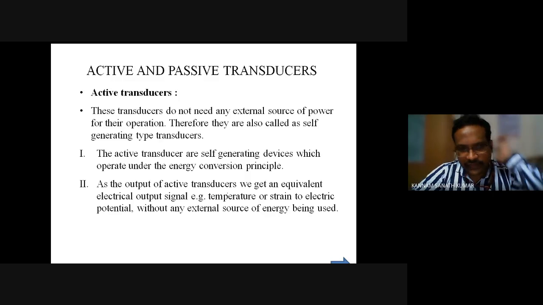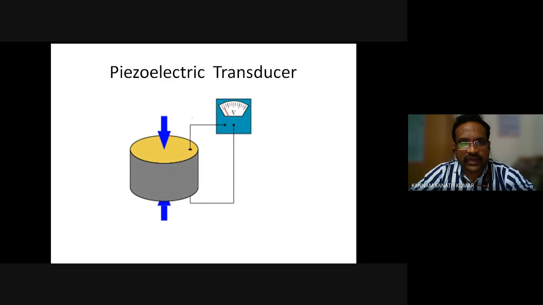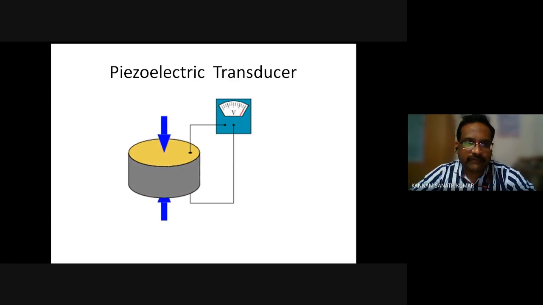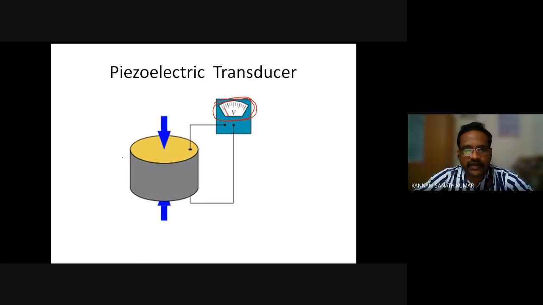So examples of active transducers are temperature or strain to electric potential. These are the active transducers. See here, piezoelectric transducers. So here, what happened? If you apply a stress or force to the piezoelectric device, due to the crystals present in it, the motion of the piezoelectric device is converted into an electrical signal. The electrical signal is displayed on the voltmeter. So this is one type of active transducer. No external power supply is required for the piezoelectric transducer.